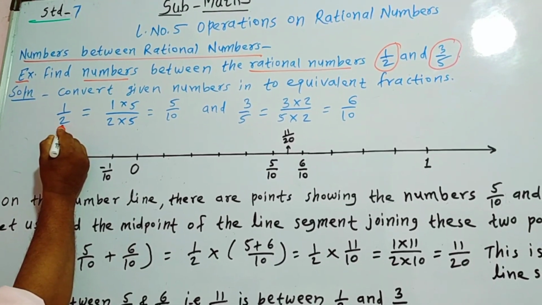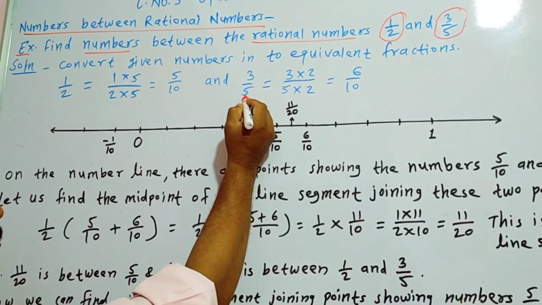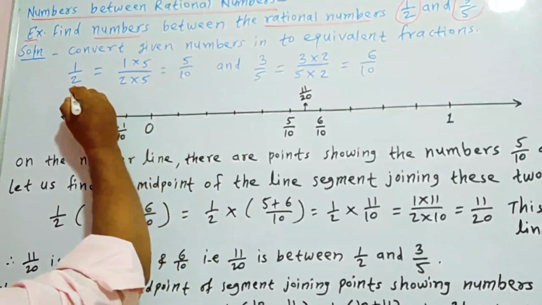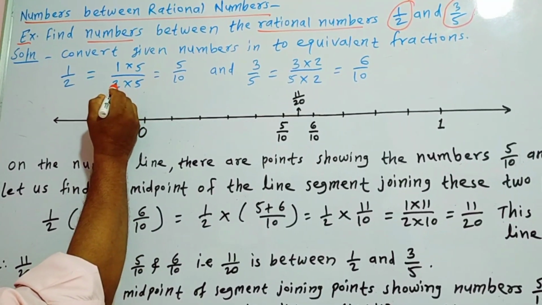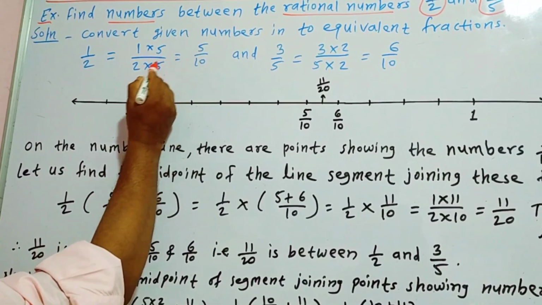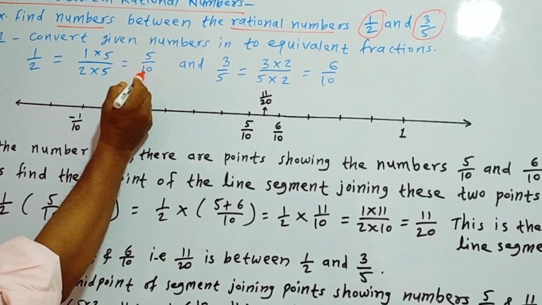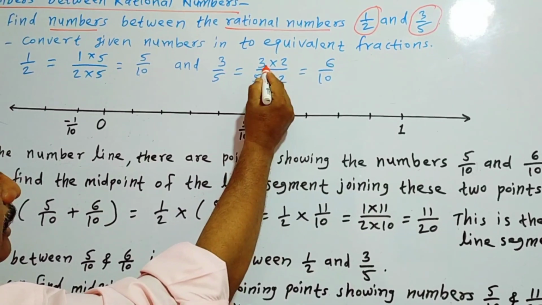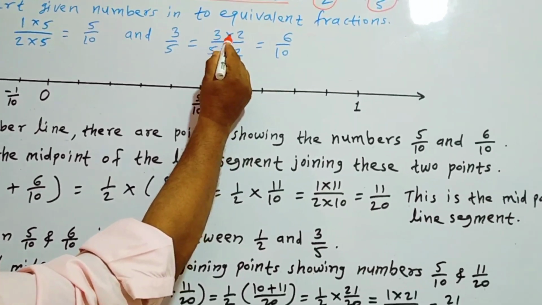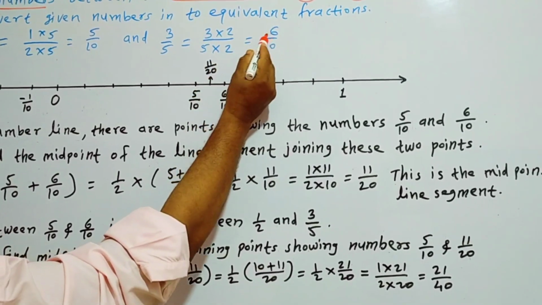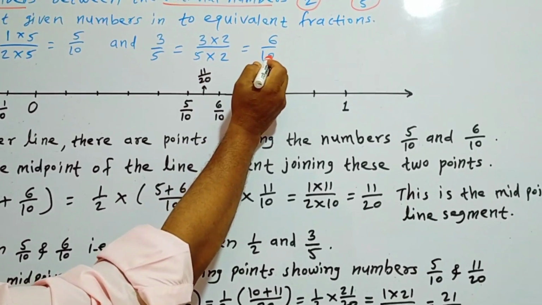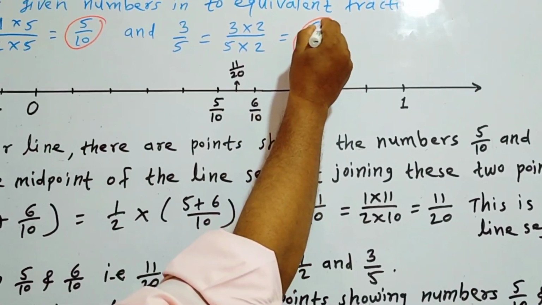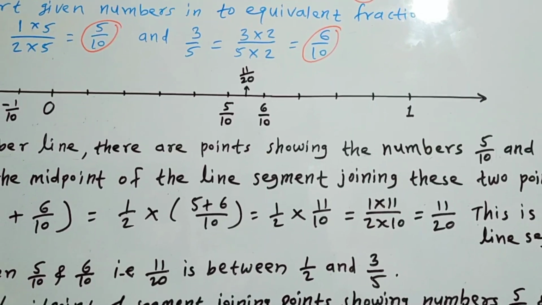1 upon 2, its denominator is 2, and 3 upon 5, its denominator is 5. So we will multiply the first rational number by 5 and the second by 2. So multiplying numerator and denominator by 5: 1 into 5, 5. 2 into 5, 10. So 5 upon 10 is equivalent to 1 upon 2. And 3 upon 5 equals, multiplying numerator and denominator by 2, 3 into 2 upon 5 into 2. 3 into 2 is 6, 5 into 2 is 10. Now 6 upon 10 is equivalent to 3 upon 5. Now you see 5 upon 10 and 6 upon 10 both have the same denominator 10.